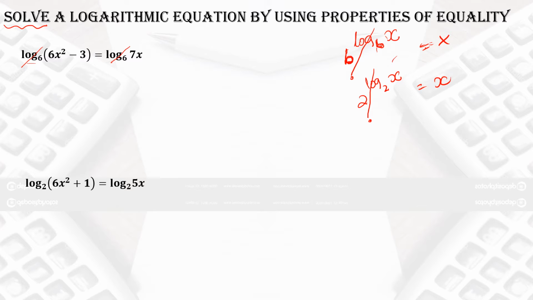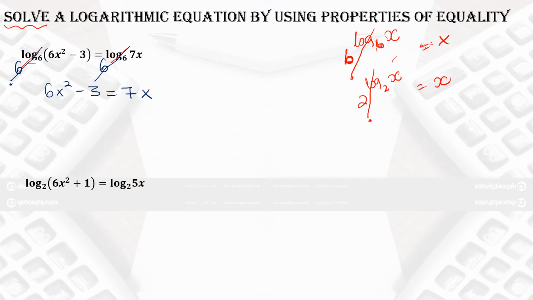But what is the strategy? Why we are cancelling them? Actually, we are raising the power of 6 on both sides. When we raise with the same power, of course log base 6 will cancel with the 6 power base of the exponent, and this also cancels. So we are just eliminating them directly. So what is left? Now 6x squared minus 3 equals 7x is left.